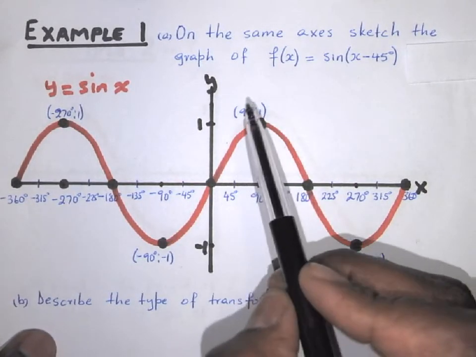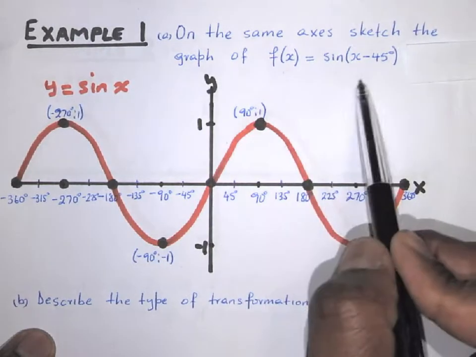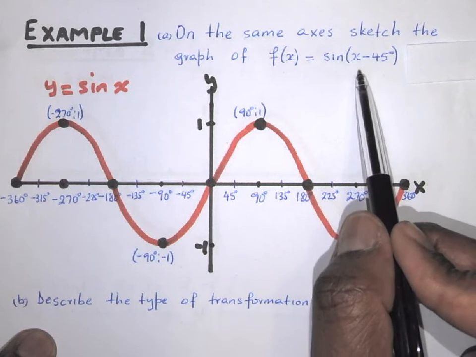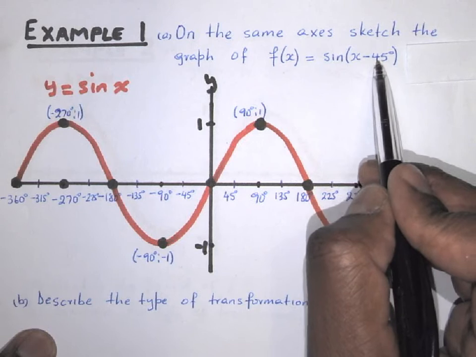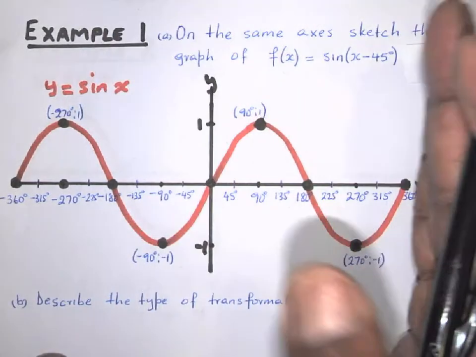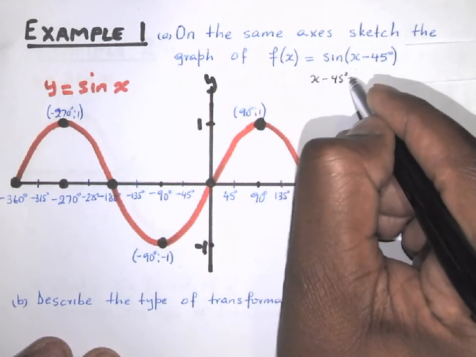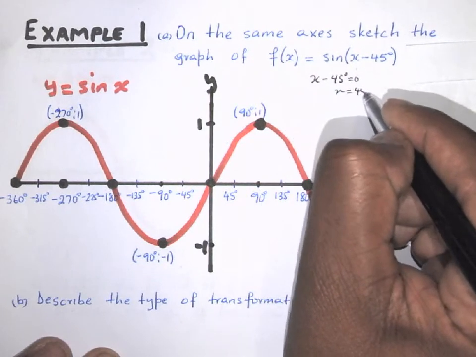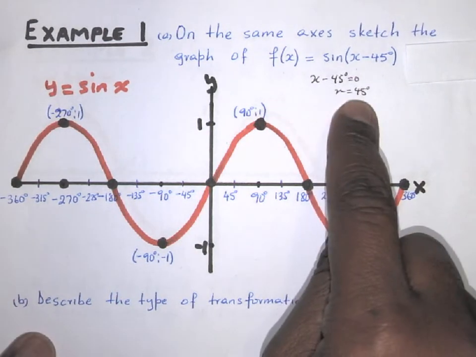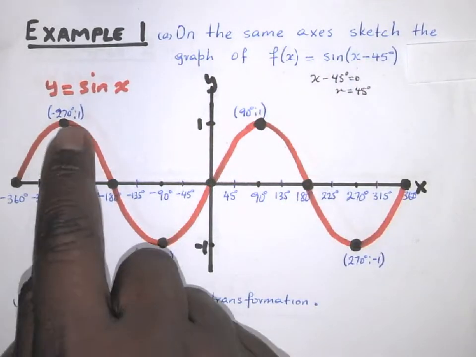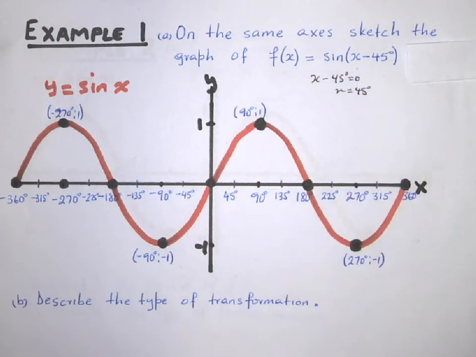Here's an example. On this same system of axes, sketch the graph of f of x equals sine of x minus 45. You will recall from algebra that when you have brackets like that, it means that the graph must shift. It's a horizontal shift. So we solve for x here: x minus 45 degrees equals 0, so x is equal to 45 degrees. Which means that this graph of ours has shifted 45 degrees to the right, meaning each and every point that I've put on the graph will be shifted 45 degrees to the right.